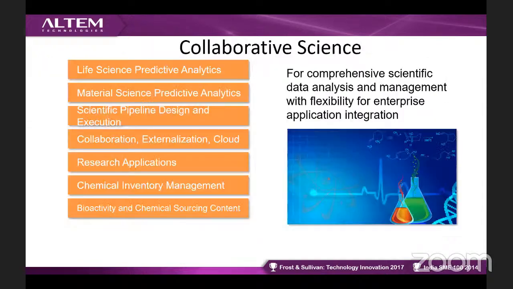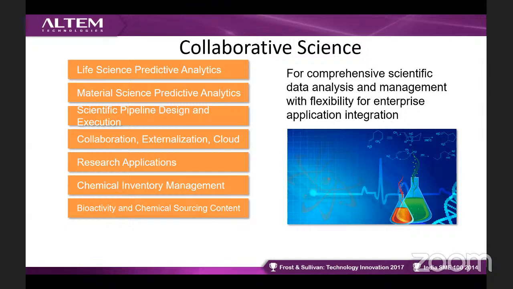Let's move on. Collaborative science. In collaborative science, we have comprehensive scientific data analysis and sophisticated tools to perform this analysis, from life science predictive analysis, as I told you, to material science, scientific pipeline design and execution. Now, I don't want to use the software that other people use. Rather, I am interested in designing my own pipeline for my research.